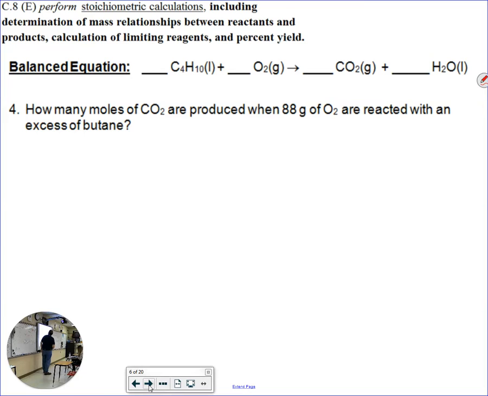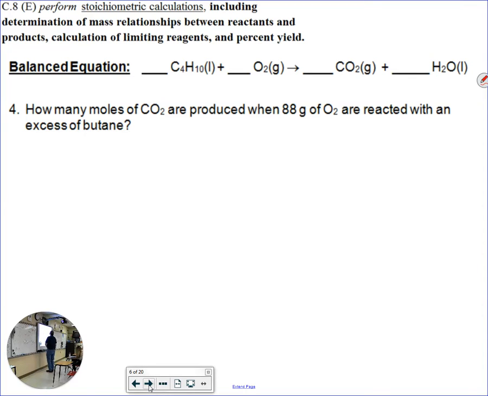Okay. This looks good. How many moles of carbon dioxide are produced when 88 grams of O2 are reacted with an excess of butane? First thing I need to do is check my equation and see if it's balanced. Is it balanced? I don't think it is.